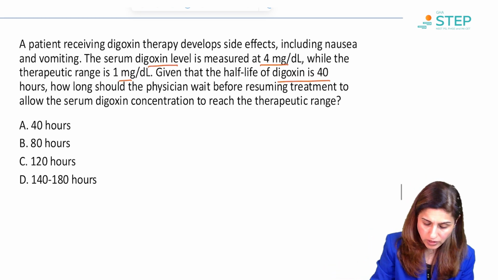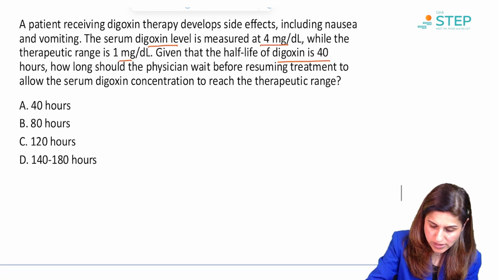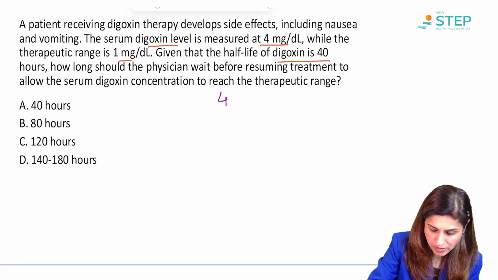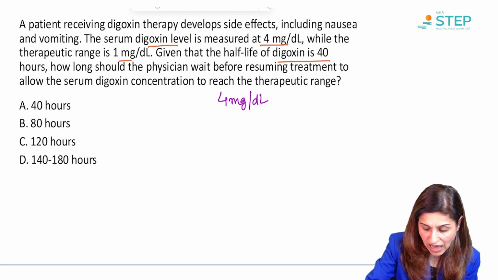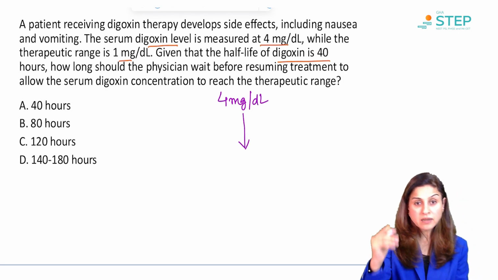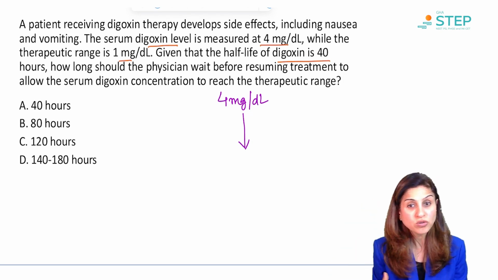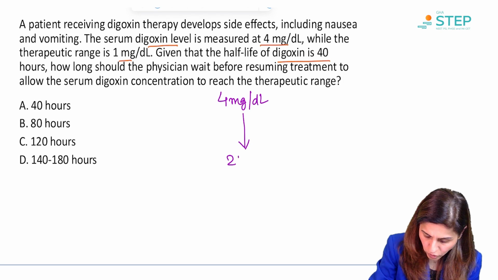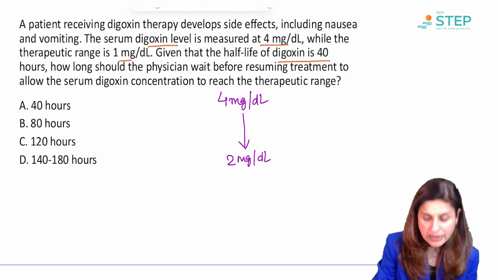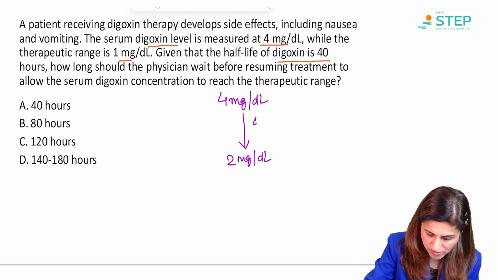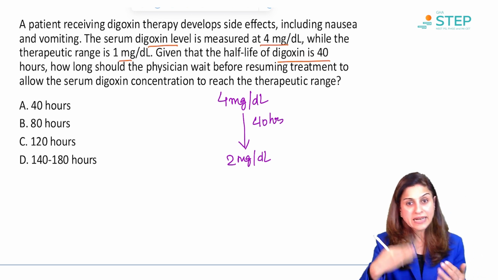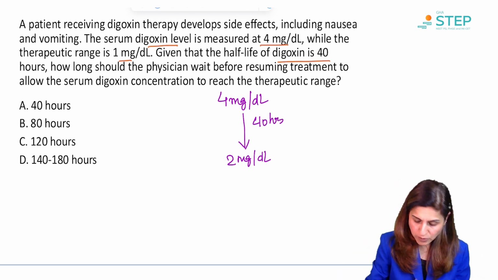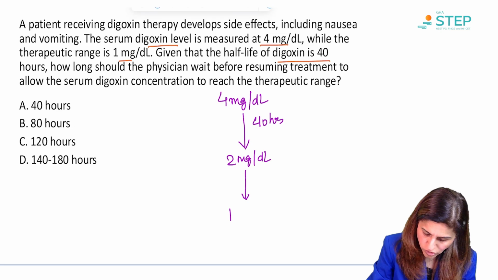So what can we do here? We can calculate half-life. See, 4 milligrams is the original plasma concentration, or currently it is the concentration. Now, half-life means when the plasma concentration goes to 1/2 of this. So half of 4 milligrams would be 2 milligrams per deciliter, and it takes 1 half-life. Half-life is 40 hours. In the second half-life, it will again go down by 50%. So from 2, it will go to 1 milligram per deciliter.